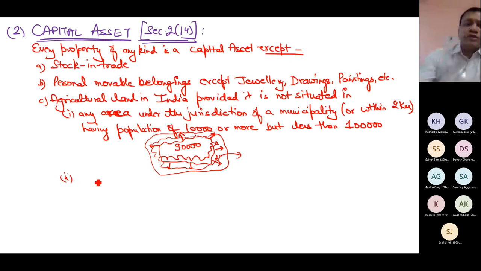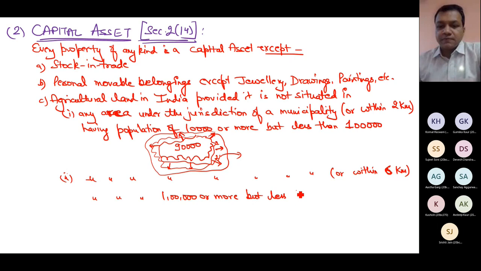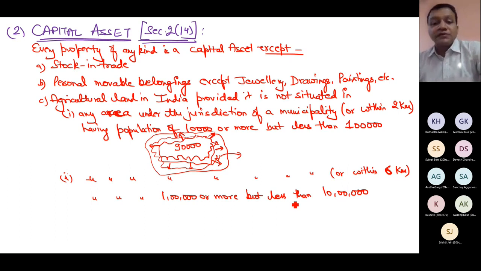Similarly, any area under the jurisdiction of a municipality or within 6 kilometers, having population of 1 lakh or more but less than 10 lakh, that will be treated as capital asset.